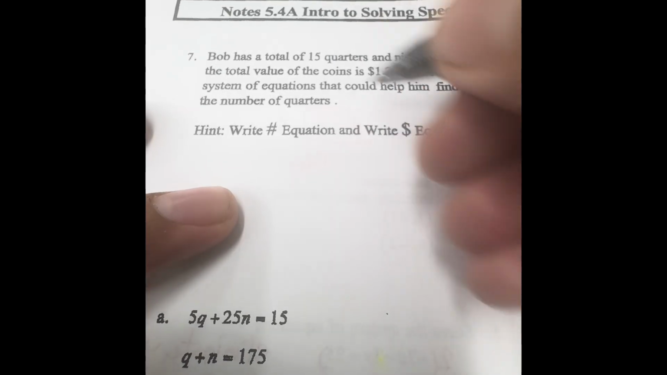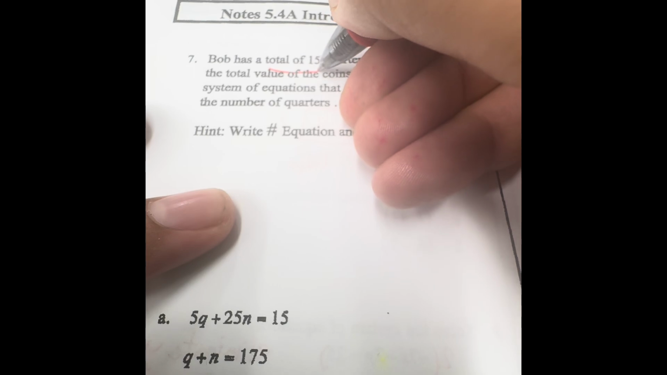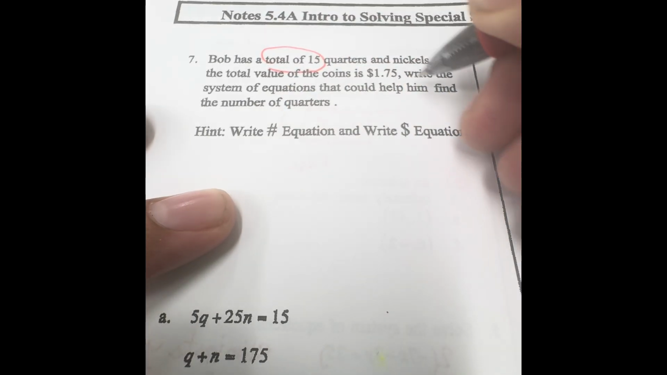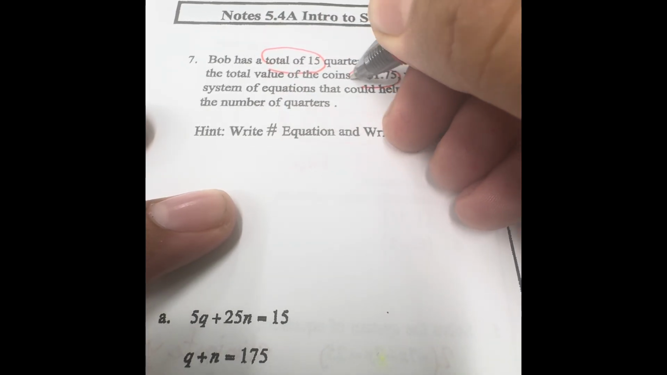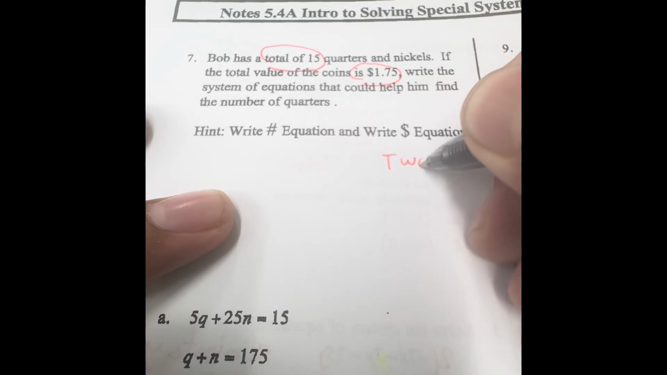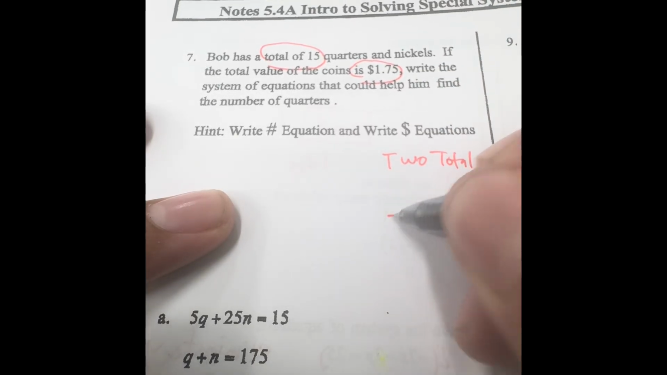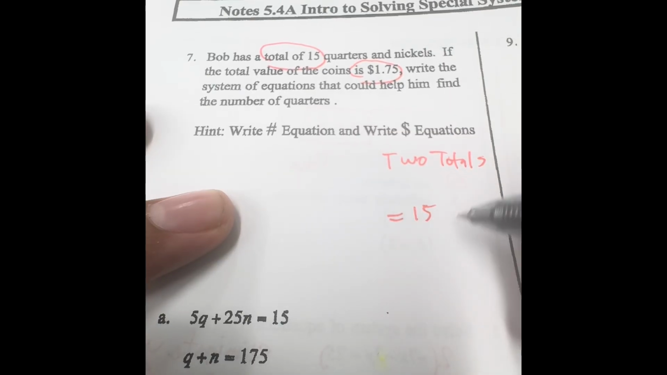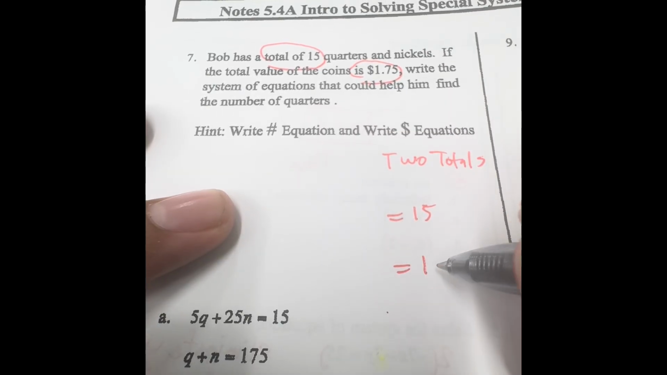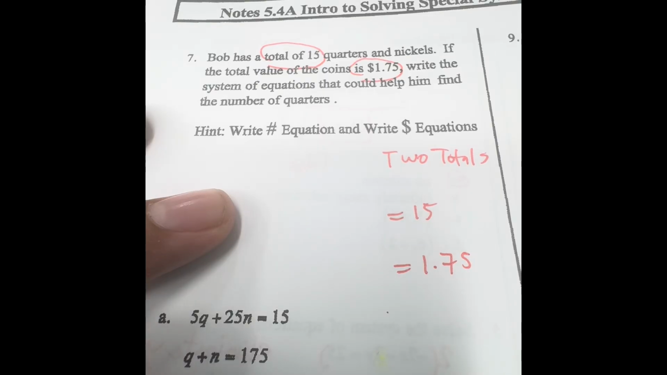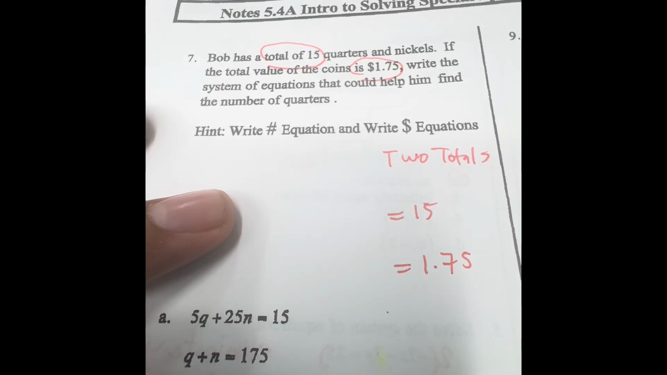Okay, why are there 2 equations? Because we are going to understand that there are 2 different totals. So there are 2 totals, and we're going to write an equal sign. One total is 15, and the other is $1.75. Now our totals are 2 different things.